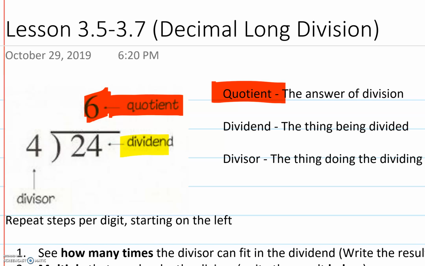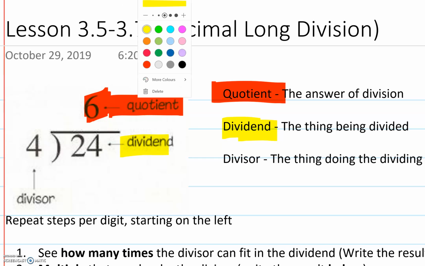The dividend is the thing that is being divided. So you say 16 divided by 8. The thing being divided is the 16. That would be the dividend.